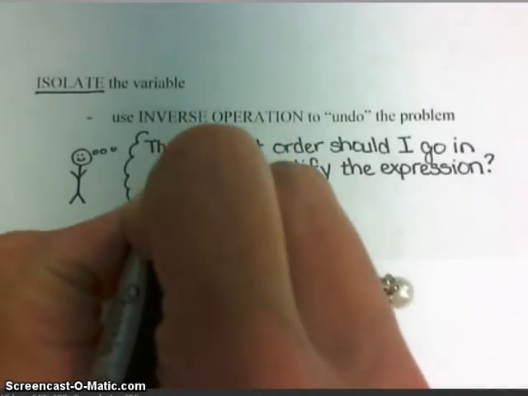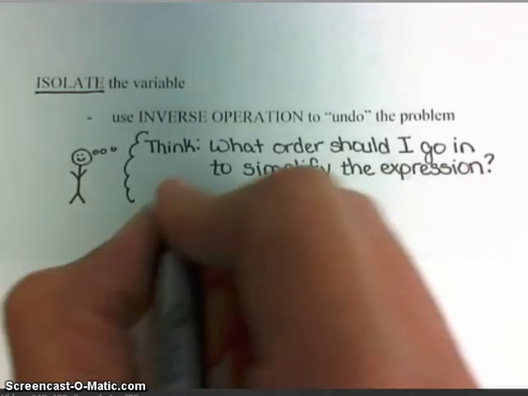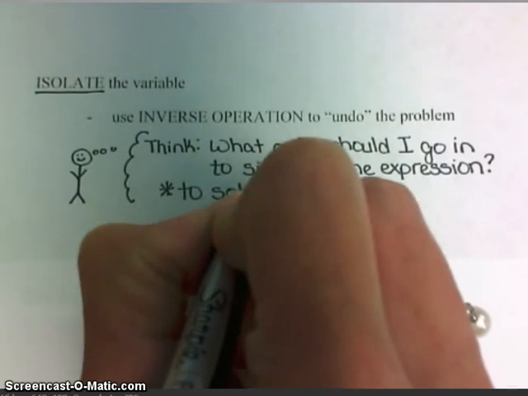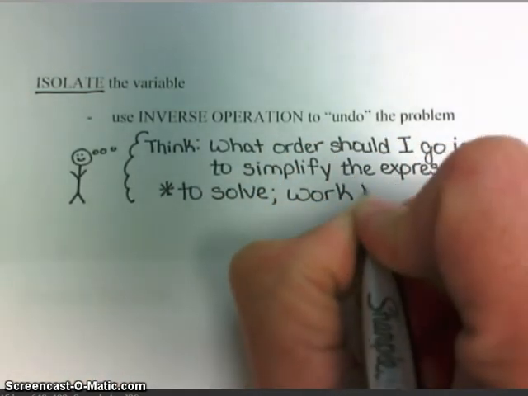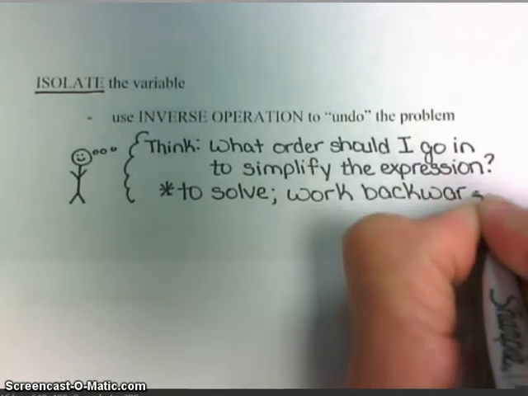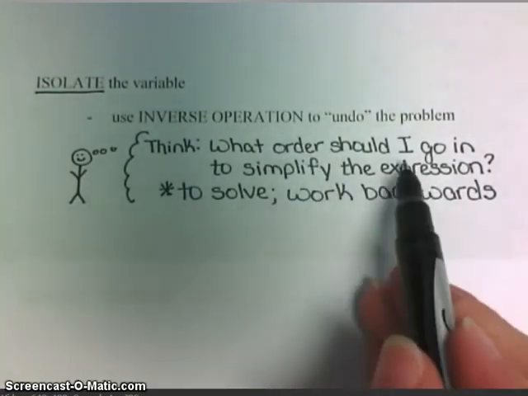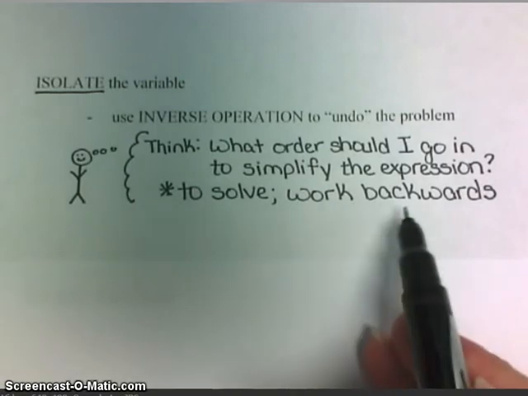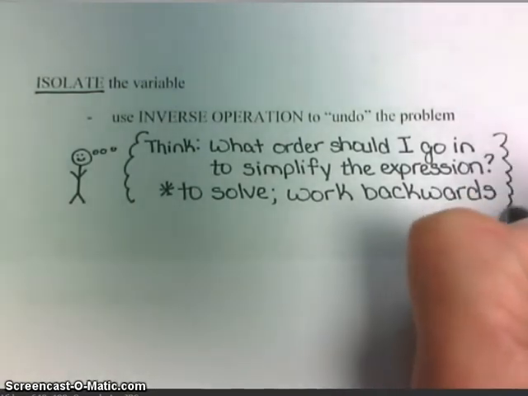But for you, since you think about what order you should go in for the expression, to solve, work backwards. Really, that's all you're doing with equations, is working backwards. Think about what you should do if you were going to simplify the expression. Think order of operations. But then work backwards. That's how you solve the equation. Okay, so this is kind of your little thought bubble here.